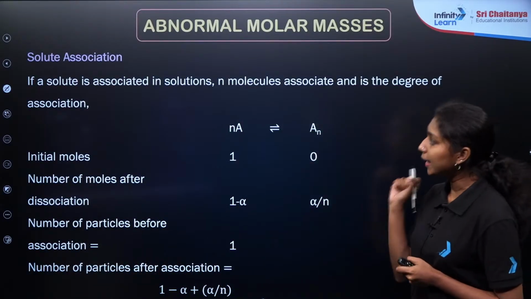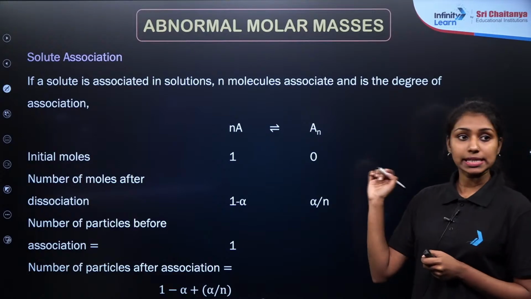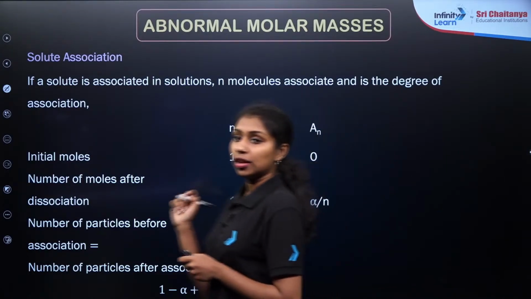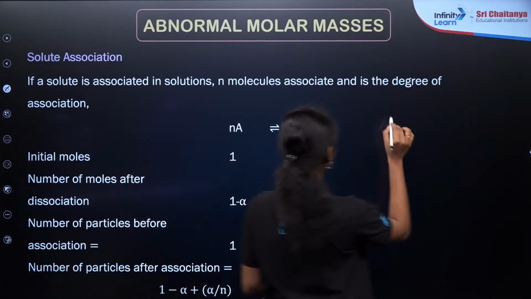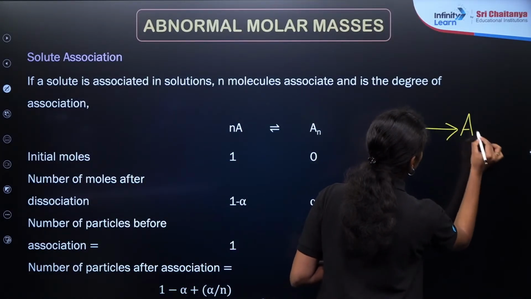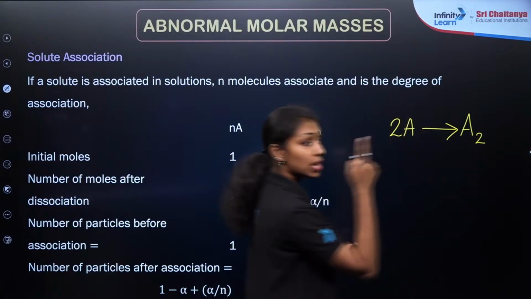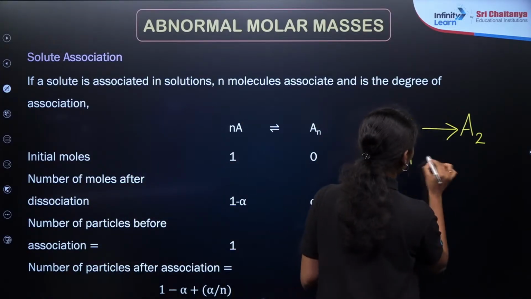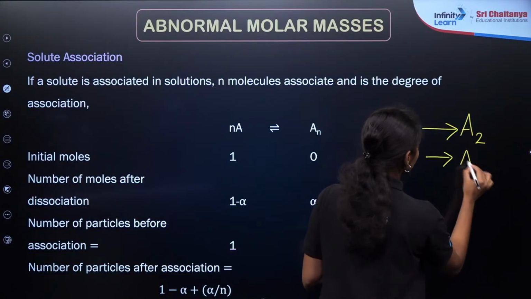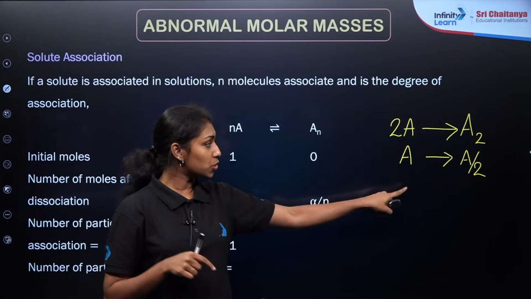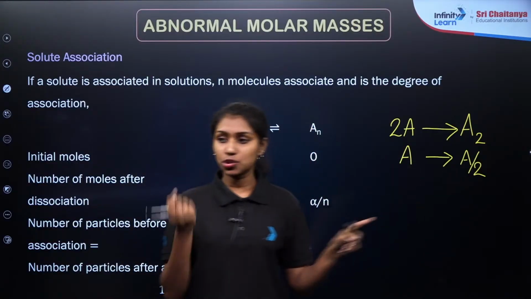Same case I am taking here. N number of particles, n particles are converting to An, right? For example, if I am taking 2A molecules as A2, it gets dimerized, right? 2A particles will be changing to A2. For example, if I am taking A here, it might change to A by 2, right? 2A will change to A2, or A might change into A by 2, right?